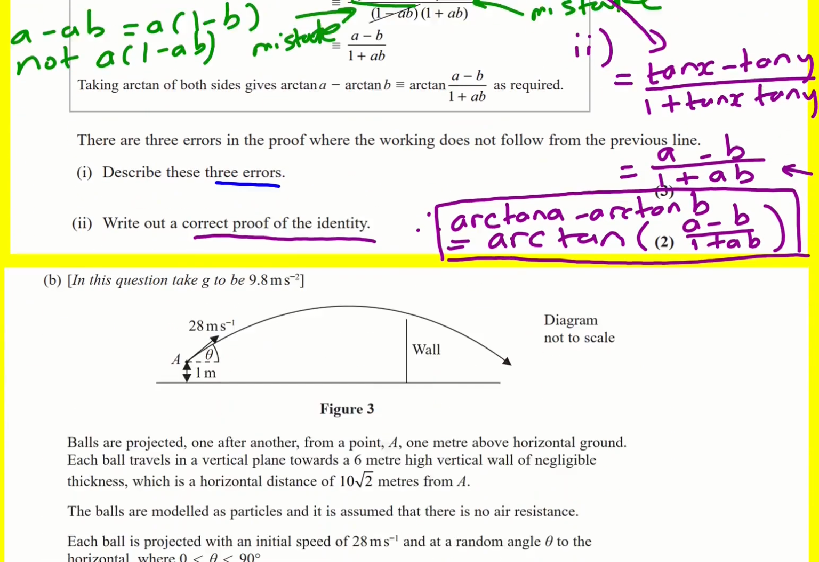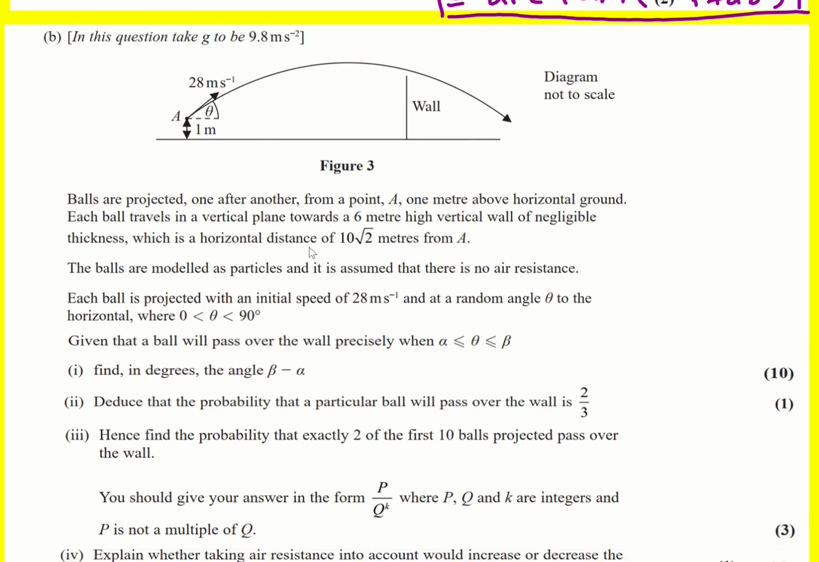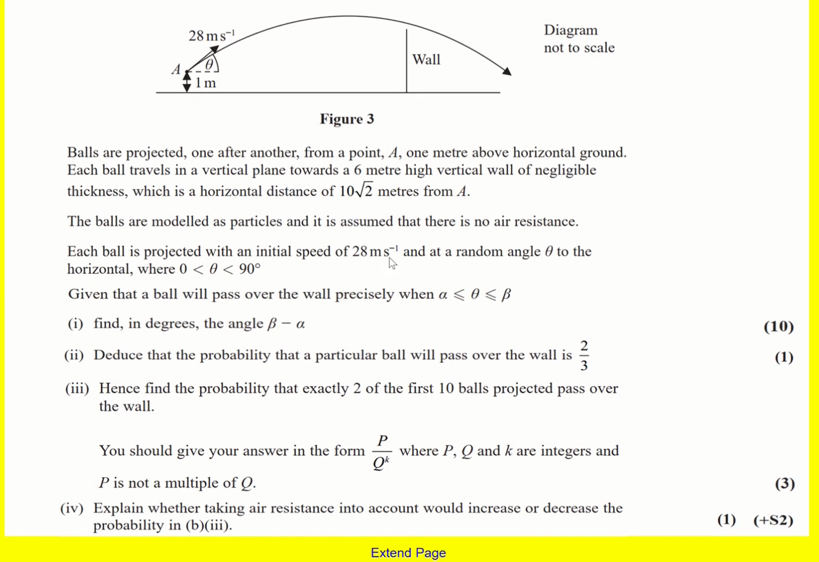We now link into a mechanics question. Balls are projected one after another from a point A above horizontal ground. Each ball travels in a vertical plane towards a 6-meter high wall of negligible thickness, a distance 10 root 2 meters from A. The balls are particles, there's no air resistance, and they're projected at 28 meters per second, at a random angle.